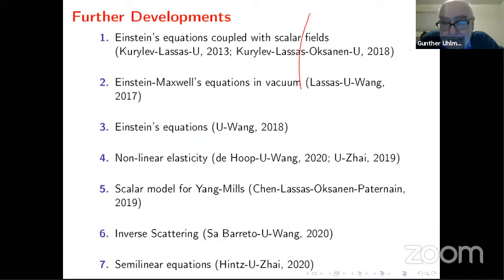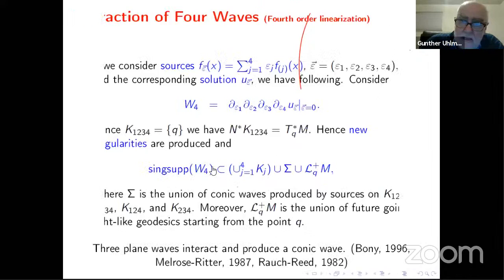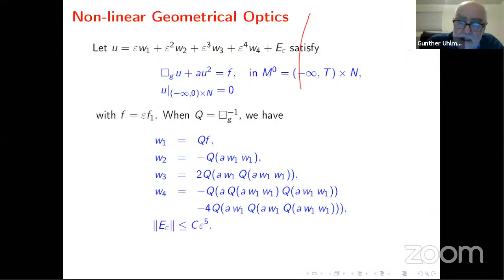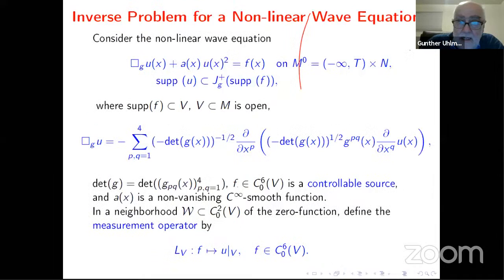Thanks, Gunther. Saiket Mazumdar has a question. In some of your results, why is only the conformal class of the metric recovered? Is the problem conformally invariant in those cases? No, it's because in the case of Einstein's equation, we can recover the metric completely. In this case, it's not conformally invariant, but that's what we can do because we can determine the light observation set.